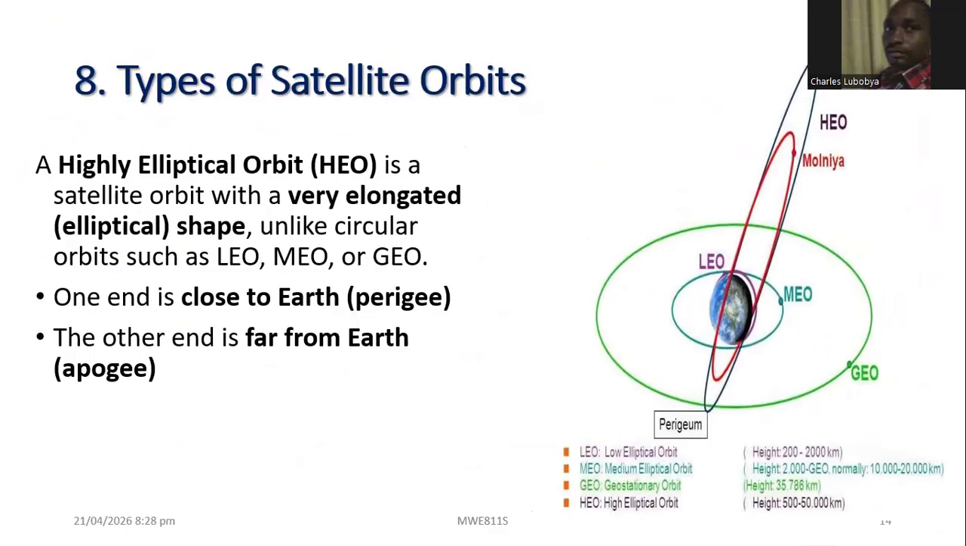Then we've also got what is known as the highly elliptical orbit, HEO. It is a satellite orbit with a very elongated elliptical shape. Unlike the other three that are circular, this one is elliptic in nature. One end is closer to the Earth, and the end that is closer to the Earth is known as the perigee, and the other end is far from the Earth, which is known as the apogee.